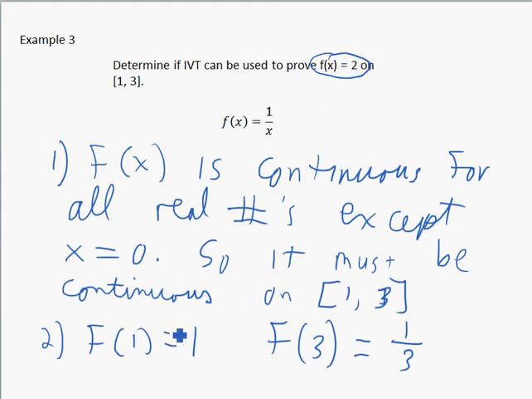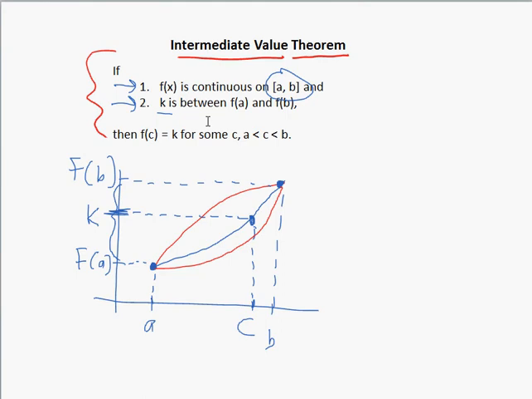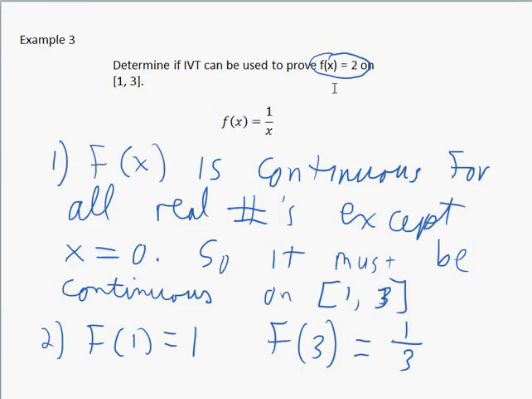K has to be between f of a and f of b. Well, in this case, k is 2. f of a is 1. f of b, which is 3, is 1/3. 2 is not between those values, so IVT does not apply. And that's all you're going to say. The function's continuous, so it has to equal any value between 1 and 1/3. That's true. However, 2 is not between 1 and 1/3.